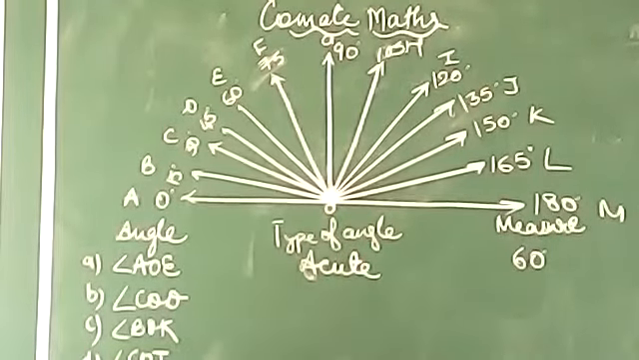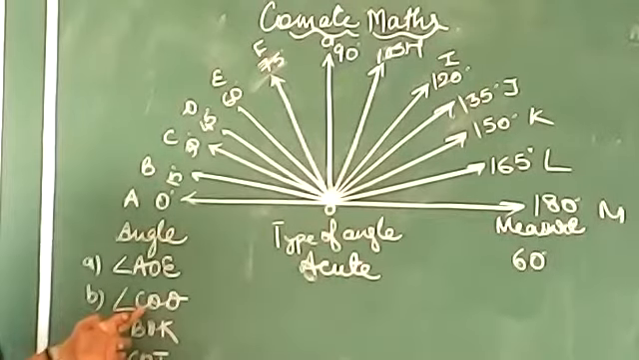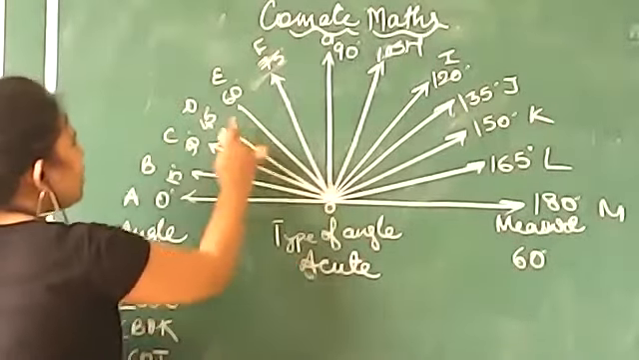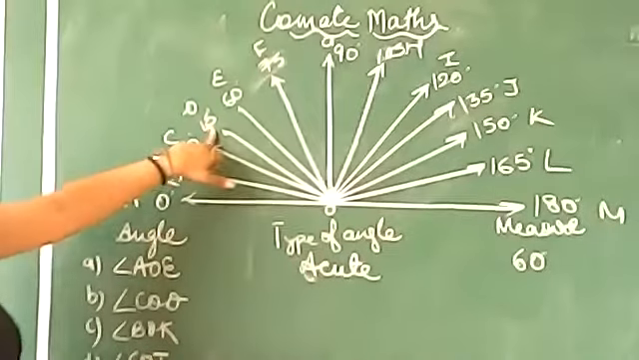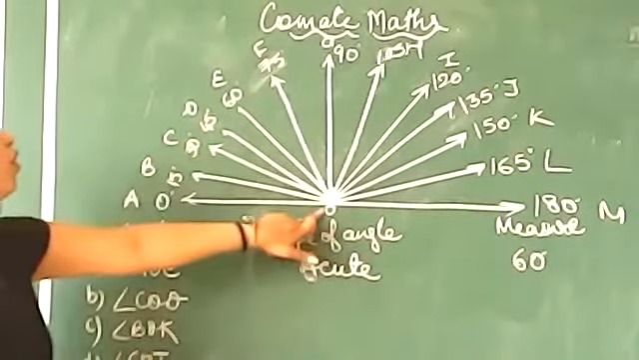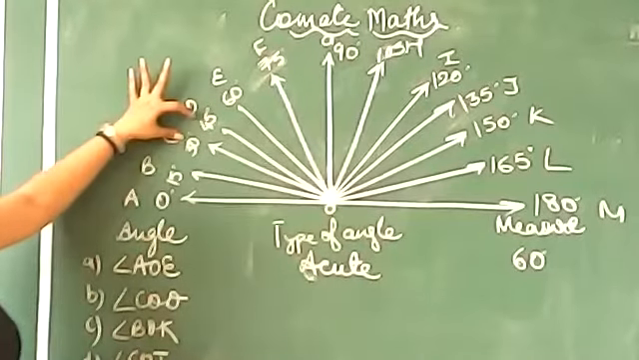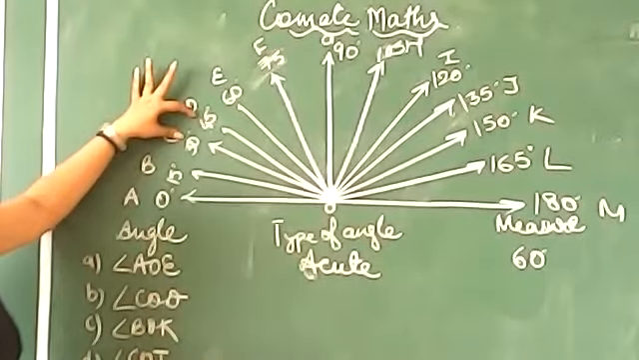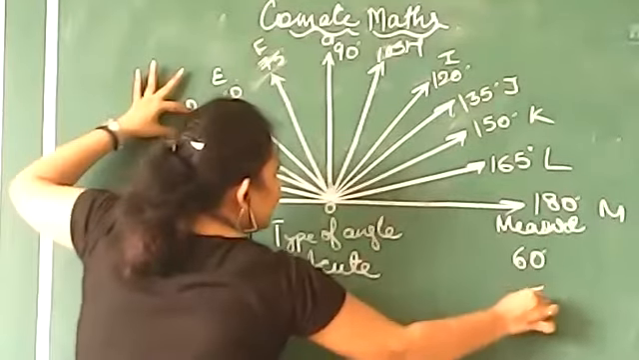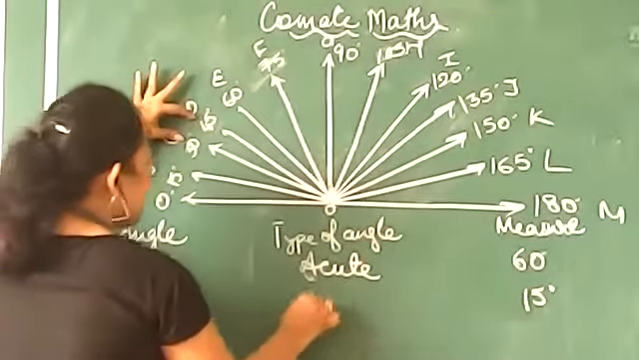Now move on to the second one, COD. Where is C? This is C. Now you may be seeing that ma'am, this is 45, but look carefully, this is COD. There is a line at 30 and a line at 45. What is the difference in between? 15. So the answer here would be 15 degrees, and 15 means again acute.